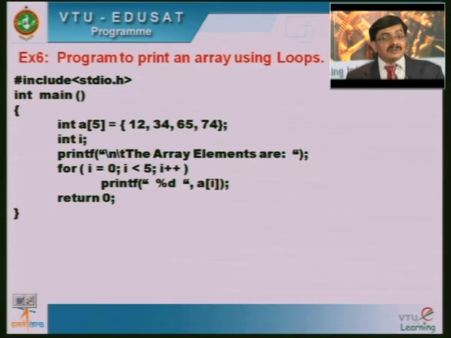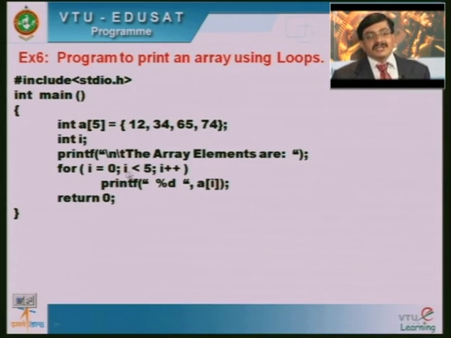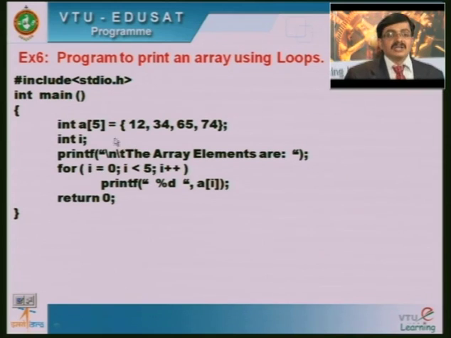So, now a program to print an array using the loops. We have the looping constructs using which we can print the elements of an array. So, here we can see the same code, where I am trying to print the array elements using the loop. a of 5 equal to 12, 34, 65, 74. A of 0 value is 12 here, a of 1 value is 34, a of 2 value is 65, a of 3 value is 74. This is partially initialized, and obviously the a of 4 value will be 0 over there.